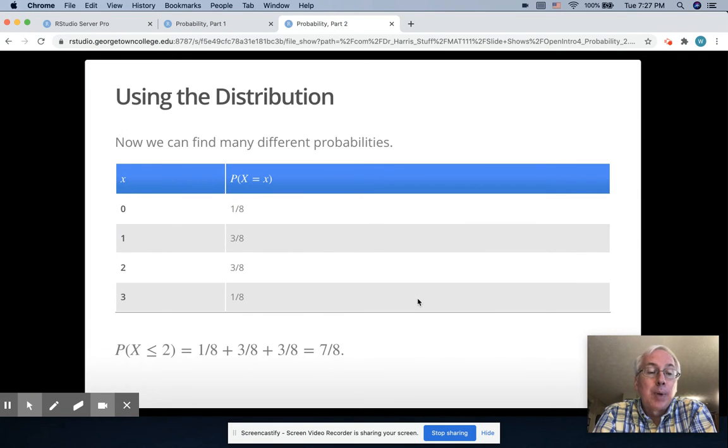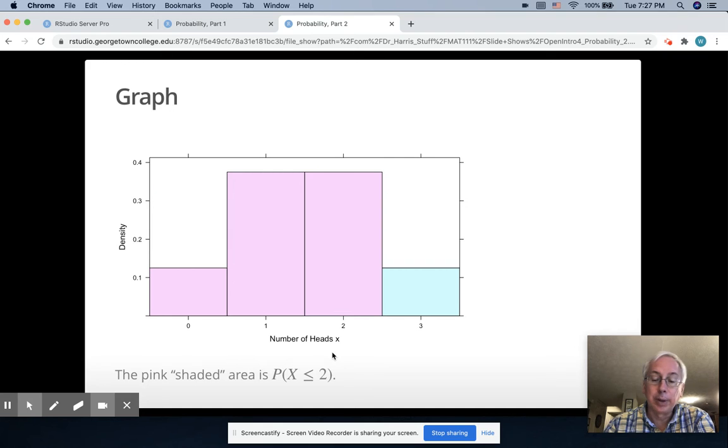So once we have the probability distribution, we can answer somewhat more complicated questions involving probability. For example, what's the probability that x is less than or equal to 2? Well, x less than or equal to 2 in this particular example means that x was either 0, 1, or 2. And so, using the fact that individual values of x are mutually exclusive, we can just add the probabilities together: 1/8 for the probability that x is equal to 0, plus 3/8 the probability that x is equal to 1, plus 3/8 the probability that x is equal to 2, and we would get 7/8. Here's a picture of that from the probability histogram.